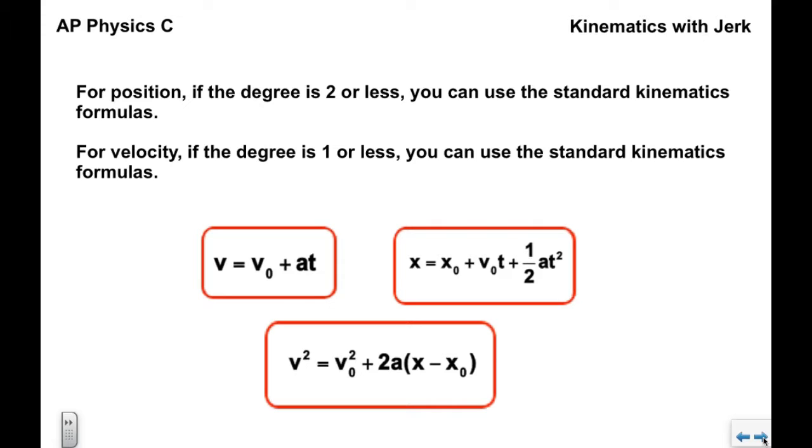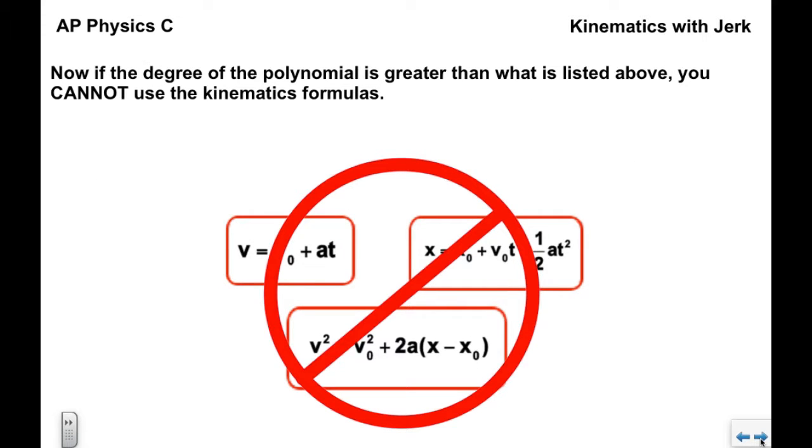For position, if the degree is 2 or less, you can use the standard kinematic formulas. The degree, of course, is the exponent on the 1/2 at squared term. For the velocity formula, if the degree is 1 or less, then you can use v0 plus at. If the degree of the polynomial is greater than what's listed above, then you can't use the kinematic formulas. Okay, so again, you need to know when you can use these and when you can't.